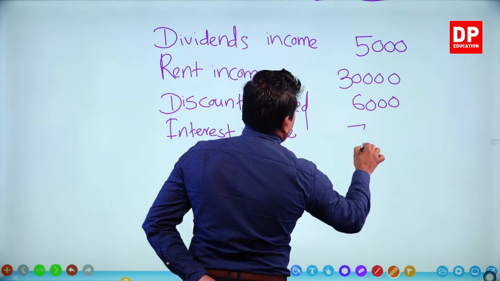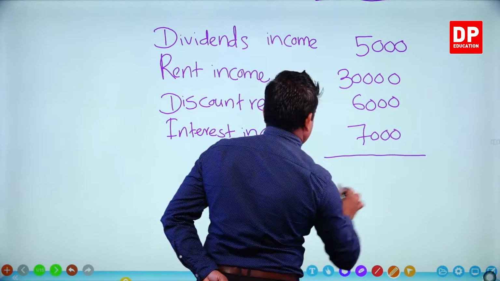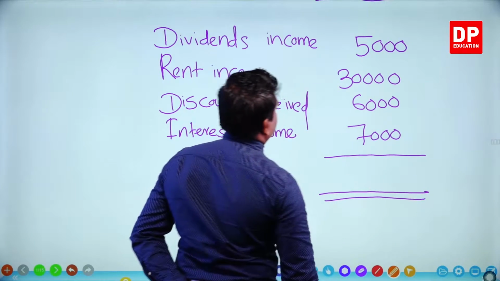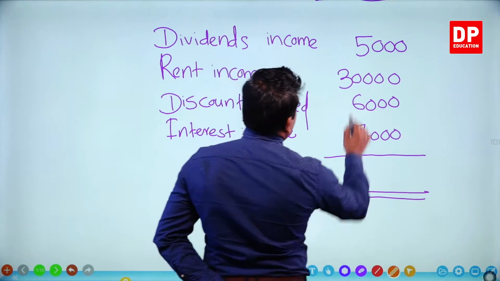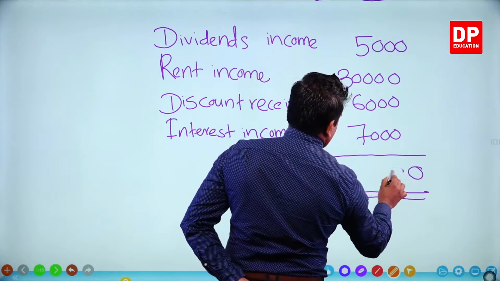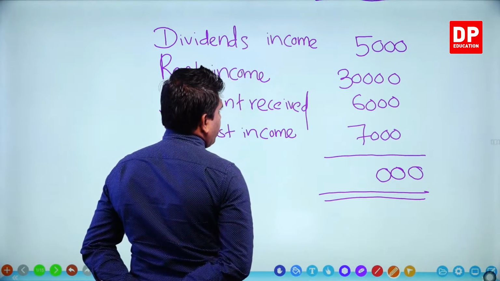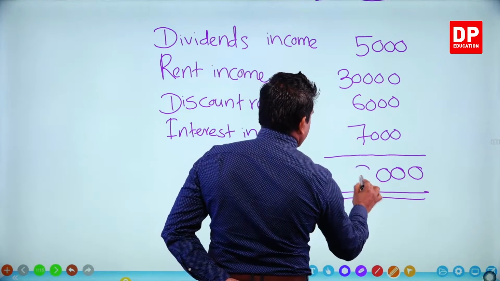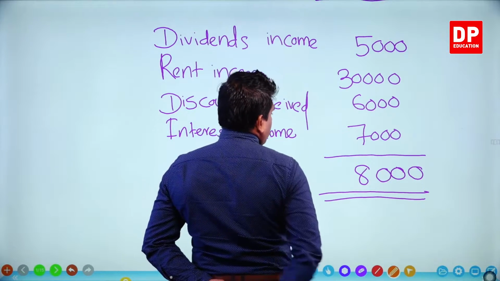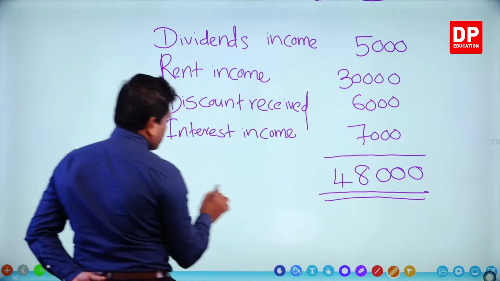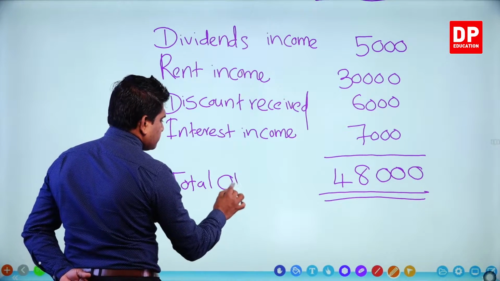Okay, now we get the total of these. This is the total income generated. See how much, right? Here 0, 0, 0. 7 plus 6, 13. 13 plus 5, 18. Then you put 8 here, and carry 1. 3 plus 1, 4. 48,000 is the total other income.